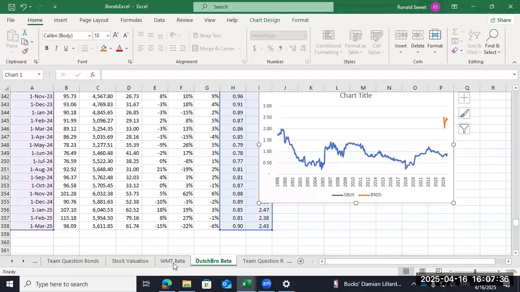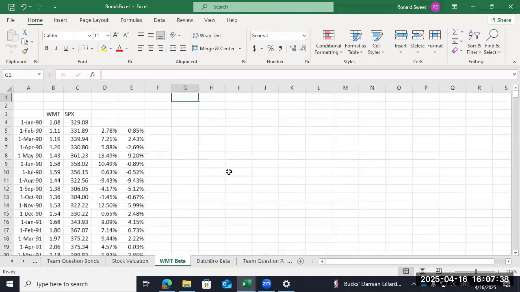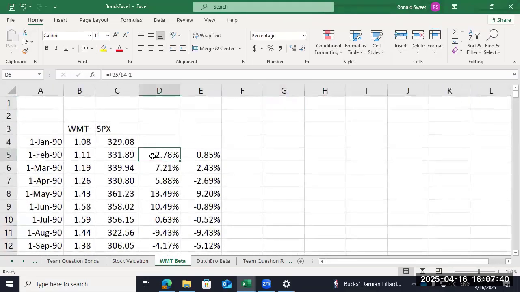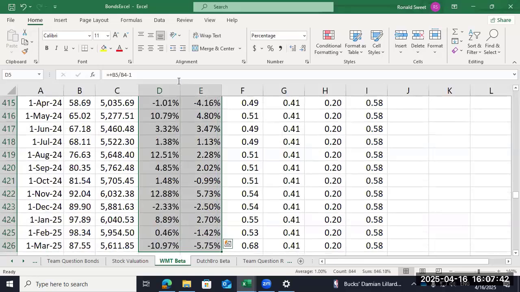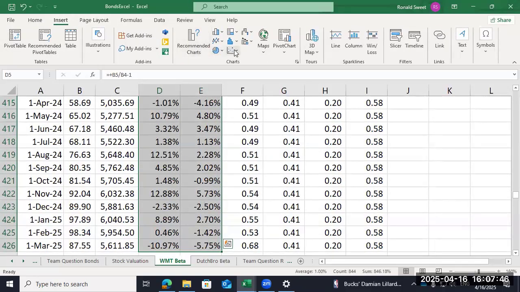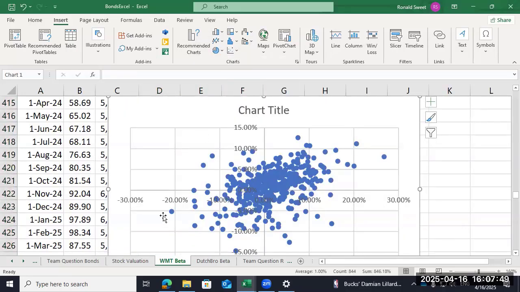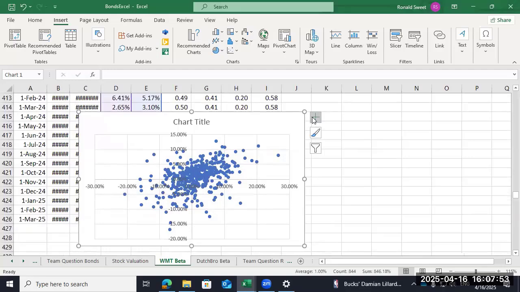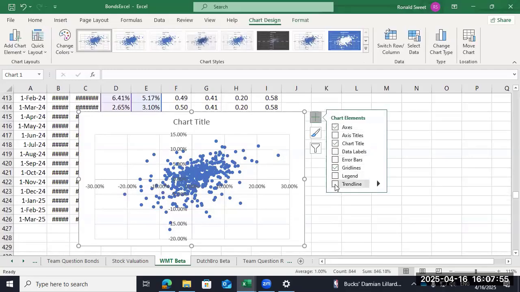Most of your other classes do something I don't like at all: they just graph the two returns and do an XY chart. Have y'all seen those in the other classes? Have y'all done that on beta? And then you just put in the trend line, and the slope of the trend line is your beta. I don't like this at all because it's just a bunch of dots.